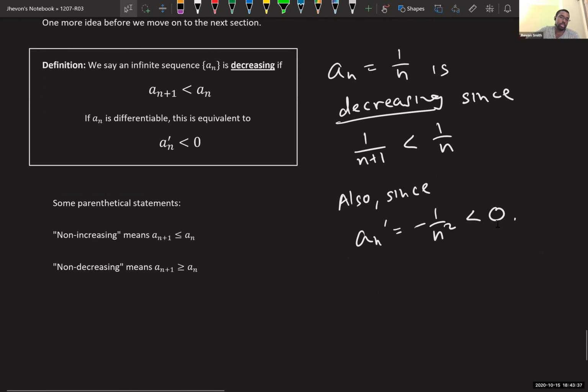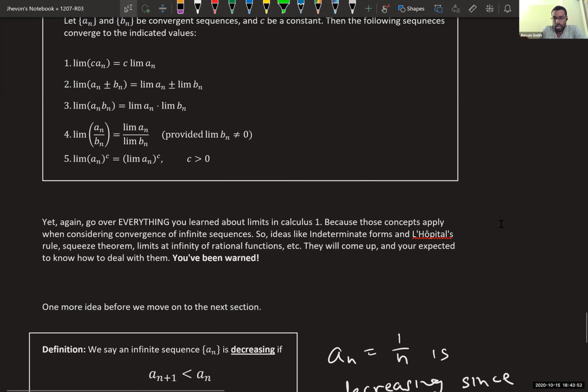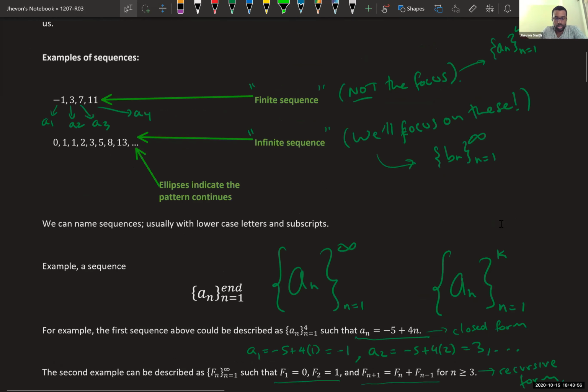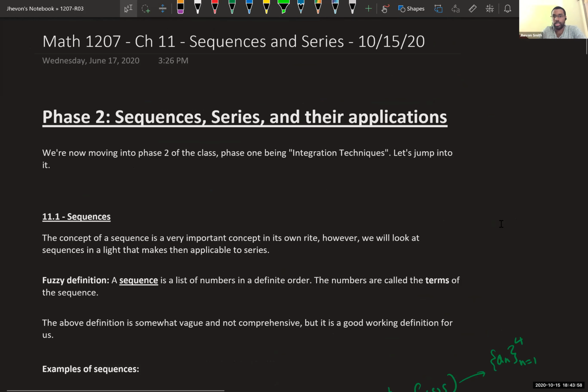Knowing the sequence decreases is also important. It just means that the new terms, a_{n+1}, are always smaller than the previous terms, a_n. Or if it's a formula, you can just take the derivative and show that it's always negative. Yeah, that's all we need to know for sequences. That's what we need to know to be useful for series, which we will do next time.